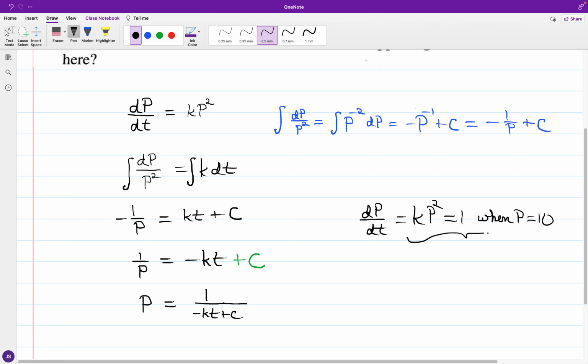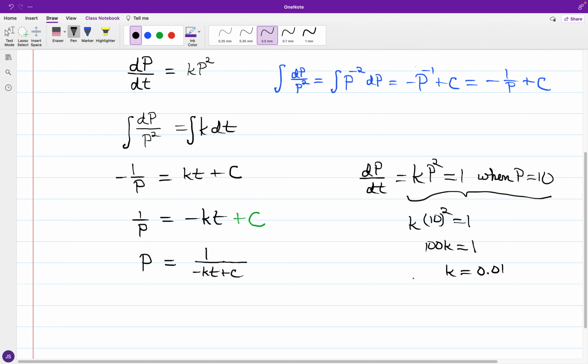And so with the information, you're going to have k times the square of 10 is equal to 1, and 10 squared is 100. So you have 100k is equal to 1, and dividing by 100, we have that k is equal to 0.01. And so transferring what we have now, we got this expression for p, and we have now the value of k.